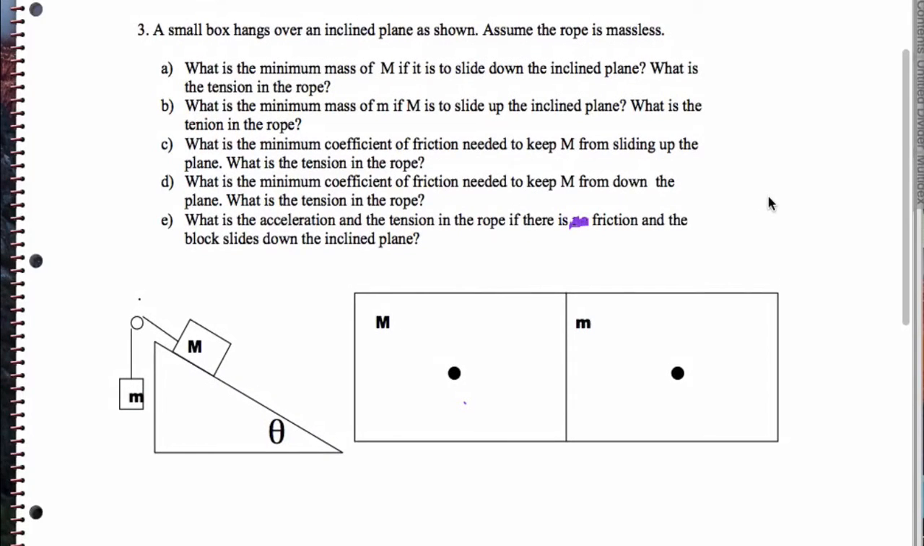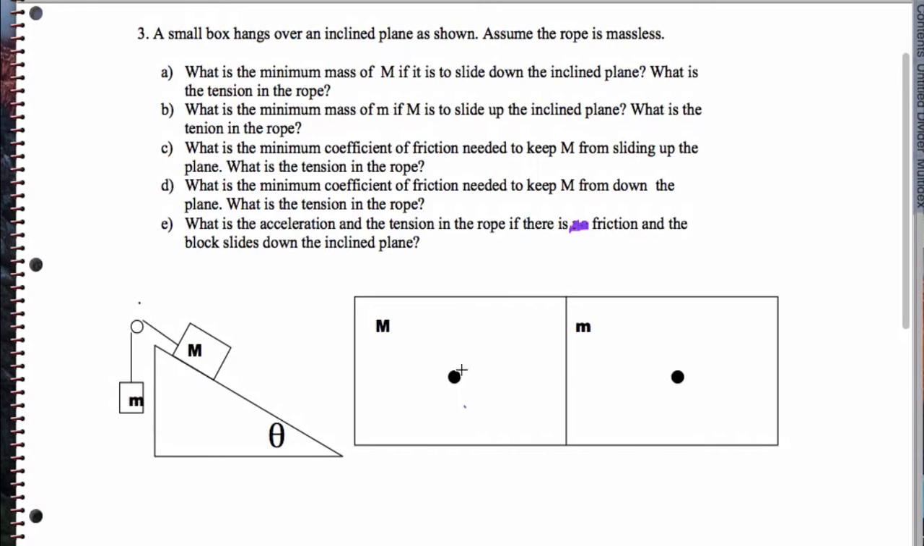All right, I wanted to do a homework problem where we have friction and the block is sliding down the inclined plane. So let's go ahead and draw a free body diagram. So we have a normal force on big M due to the inclined plane. We have the weight of big M due to the earth. We've got the tension in the rope.